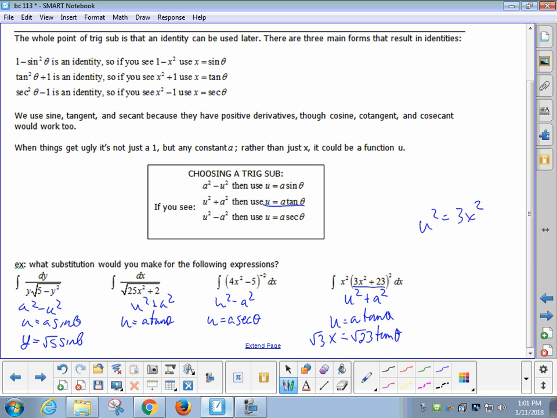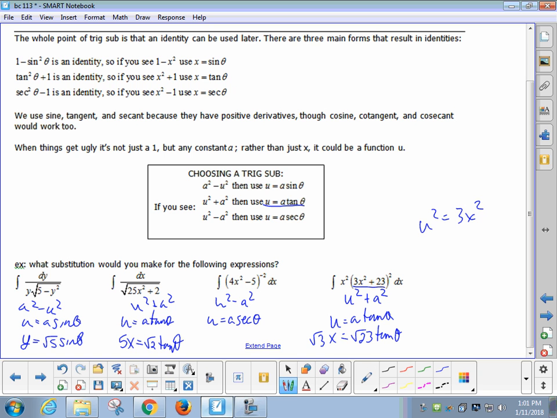Root 5 sine theta is correct. Okay? The next one is tangent. If you see a sum of squares, it's tangent. In this case, then, the u is 5x, and a tangent theta is root 2 tangent theta. Okay?